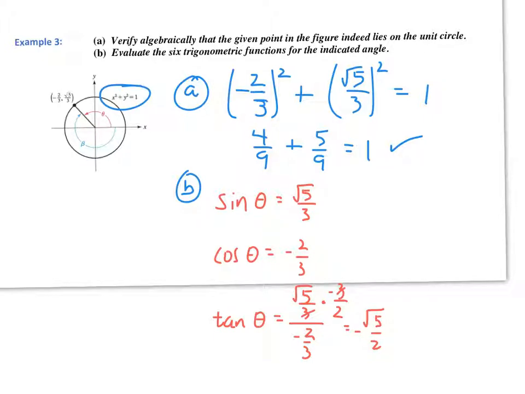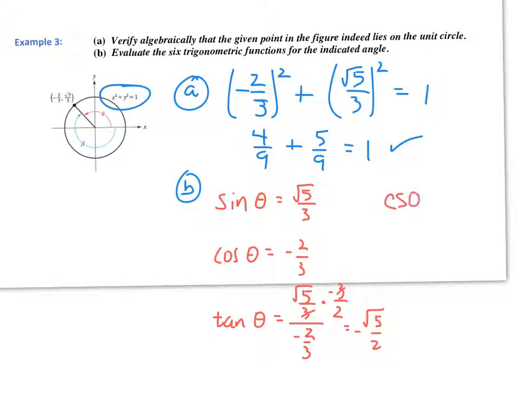Just a hint, anytime the denominators are the same in sine and cosine, it'll always just be the numerator divided by the numerator, because the denominators are going to cancel out when you flip. All right, so now we go and do our reciprocals.